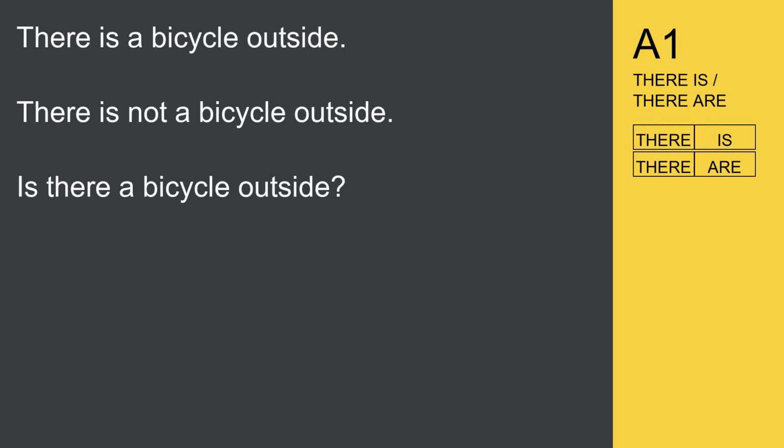There is a bicycle outside. There is not a bicycle outside. Is there a bicycle outside?